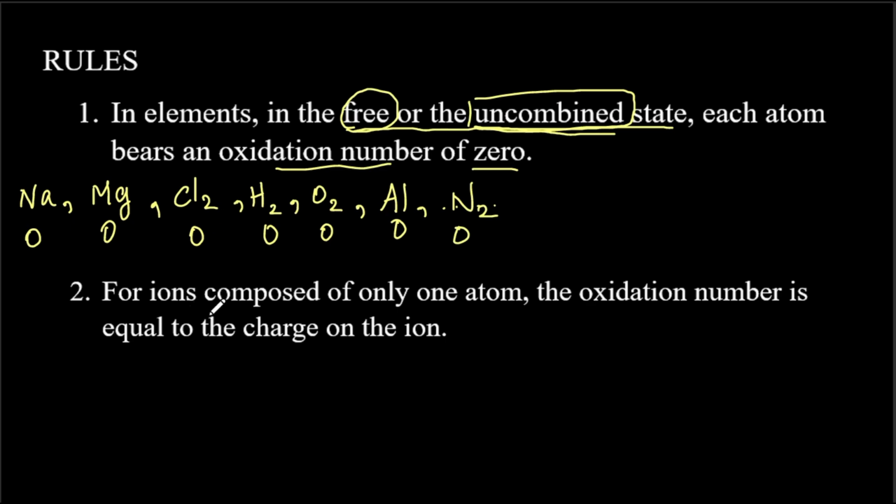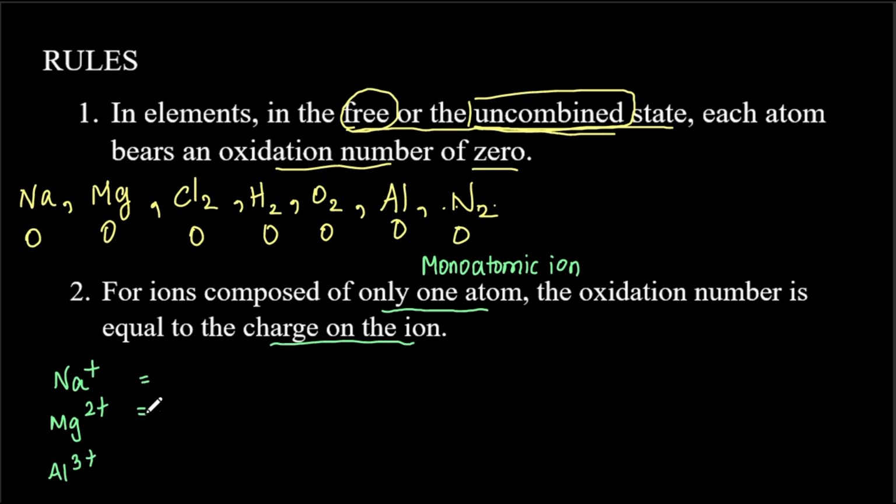The next rule is, for ions composed of only one atom, the oxidation number is equal to the charge of the ion. So it is a monoatomic ion. Already we saw the examples Na plus, Mg2 plus, Al3 plus. These are the monoatomic ions. Now what is the oxidation number? The oxidation number is equal to the charge of the ion. So what is the charge of sodium? It is plus, so the oxidation number is plus 1. What is the charge of Mg? It is 2 plus, so the oxidation number is plus 2. For Al3 plus, it is plus 3.